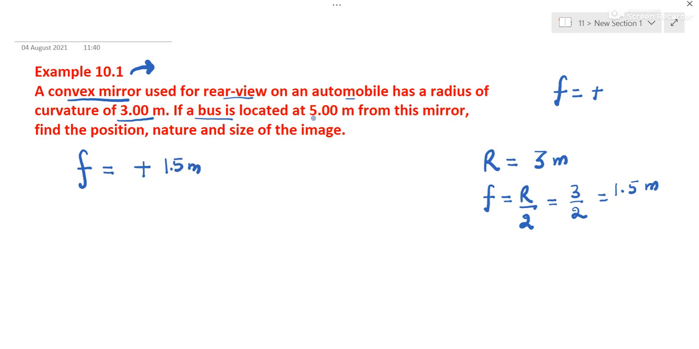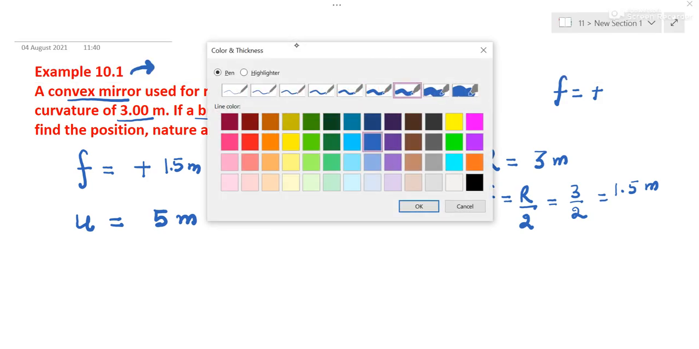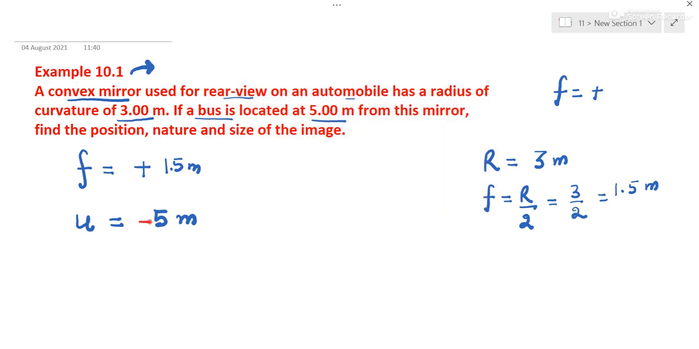If a bus is located at this distance, this is the distance of the object denoted by the symbol U. It is 5 meter. According to the sign convention, the distance of the object is always taken negative. That axis is only taken negative. This is the convex mirror in your vehicle, and here is the bus. So the distance of the bus is 5 meter, and it is in front of the mirror, on the negative side.